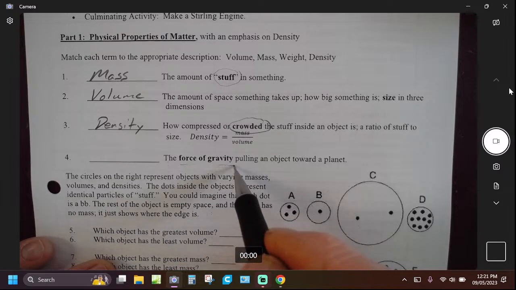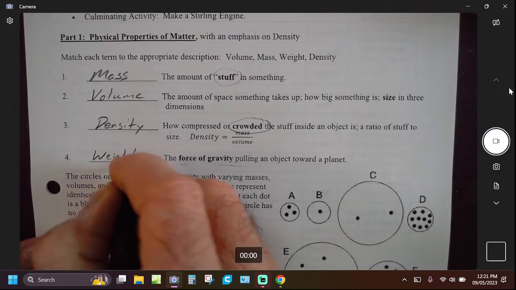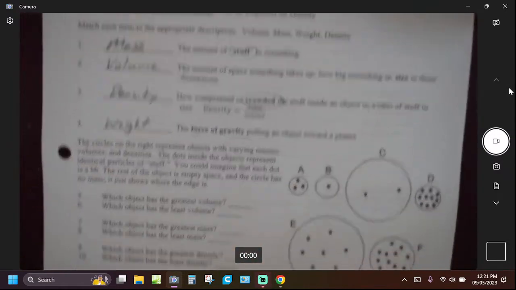So the force of gravity pulling an object toward a planet, that is weight. Okay, so those are the 4 definitions.